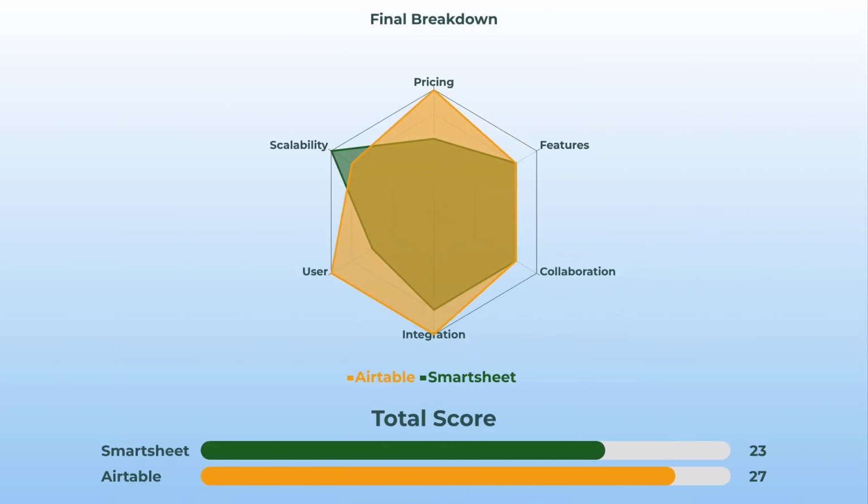So, if you look at our radar chart, it gets obvious. Airtable is the hero for price, user experience, and integrations, while Smartsheet is boss when it comes to big biz features and enterprise-ready compliance. Features and collaboration? Too close to call, honestly.